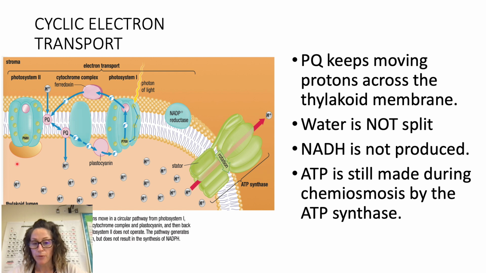Water is not being split by photosystem 2, so this is a good system to use when water is not so much available. Also, as mentioned earlier, NADPH is not being produced by this system. However, ATP is still being made via chemiosmosis through the ATP synthase complex. So that is the important thing to remember. We are not splitting water. We are not producing NADPH, but we're still getting the hydrogen ion concentration difference across the thylakoid membrane and still able to make ATP.